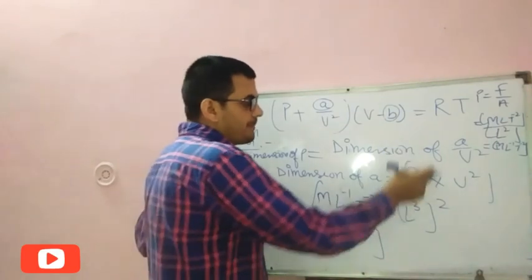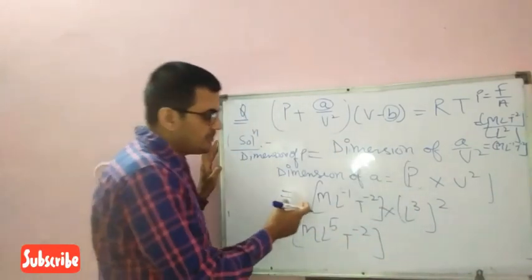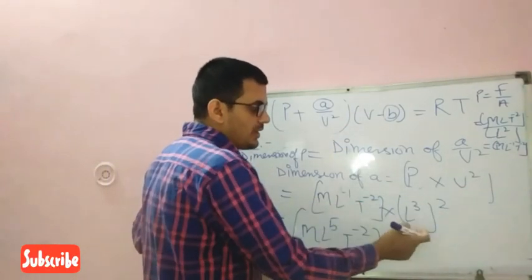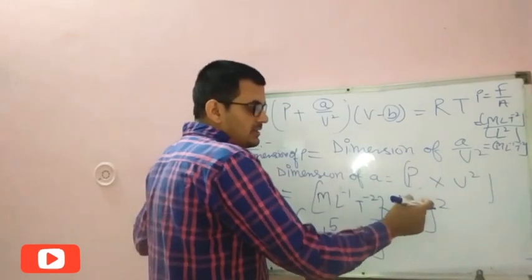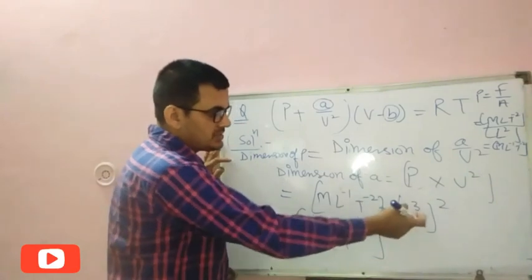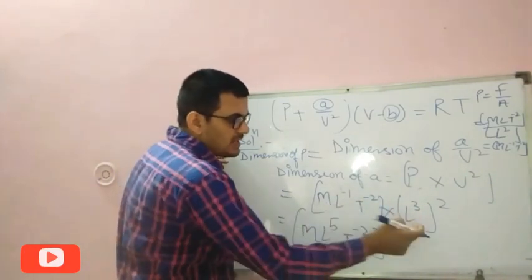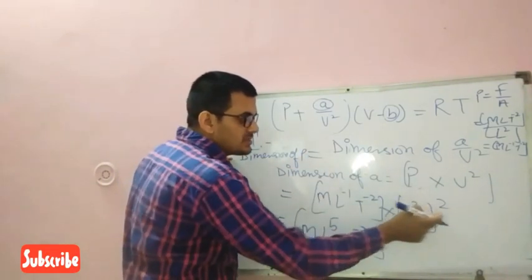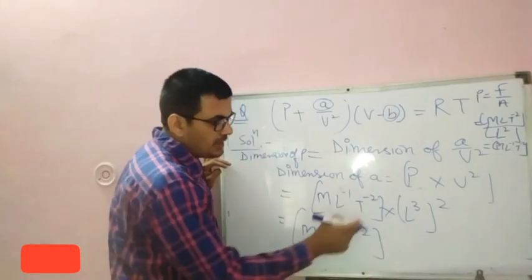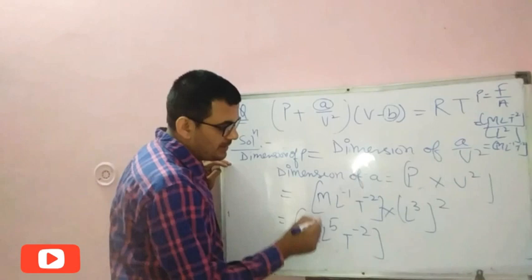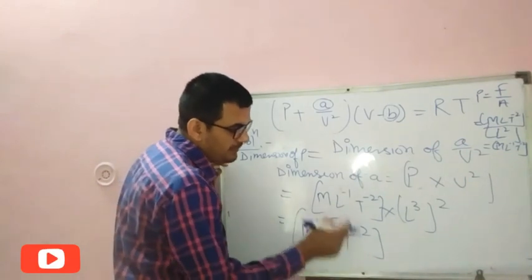Dimension of P means pressure, and the dimension of pressure is this. The dimension of V is L³, and it is squared, so we multiply this power by 2, so it will be 6. When the bases are the same, the powers are added: this one is 6, this one is minus 1, 6 minus 1 is 5. So ML^5T^-2.